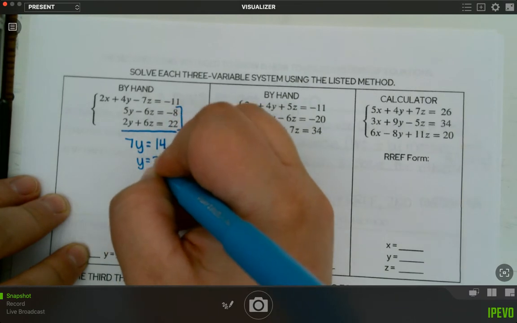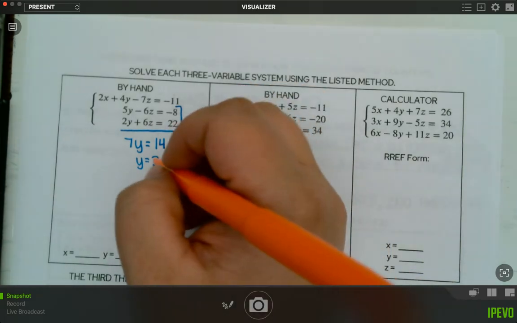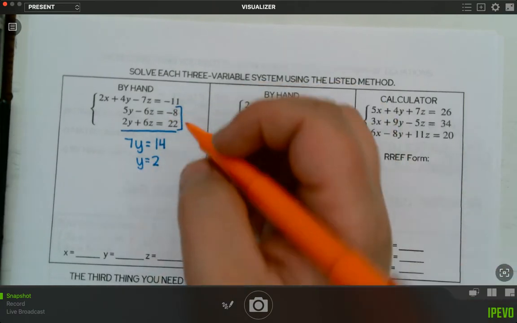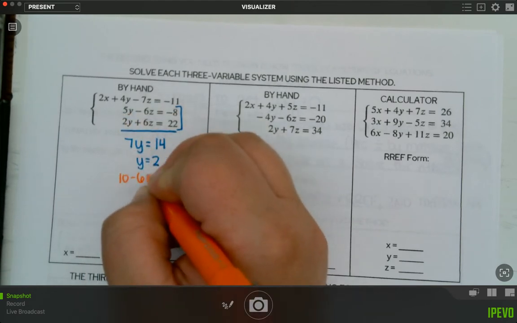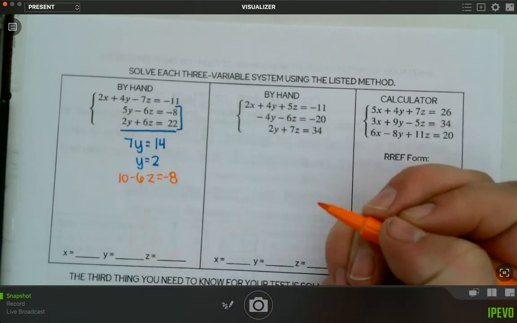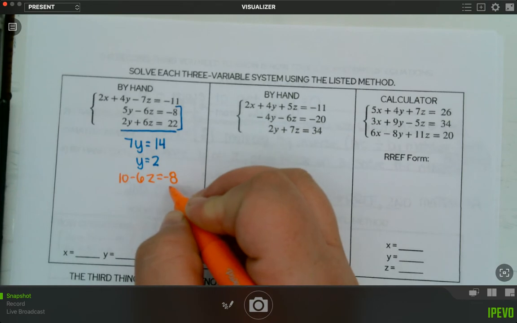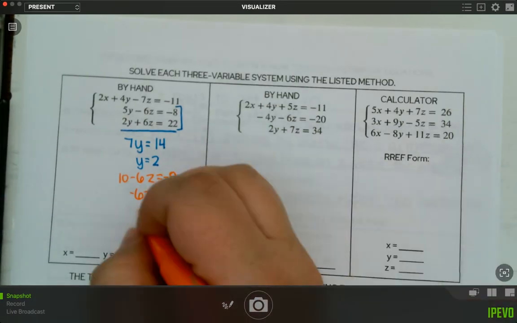The only part that's a little bit tricky about this one is you have to plug in y now, but you cannot plug it back into the top equation because we don't know what x or z are. Instead, you can plug it back into any of these two that only have y and z. I'm going to pick the first one, the second row, sorry. I'm going to plug in 2 right here for y. So that's going to become 5 times 2, which is 10, minus 6z equals negative 8. And then I need to subtract this 10 to the other side. Well, negative 8 minus 10 is negative 18. And now I divide by negative 6 on both sides, and I get z equals 3.